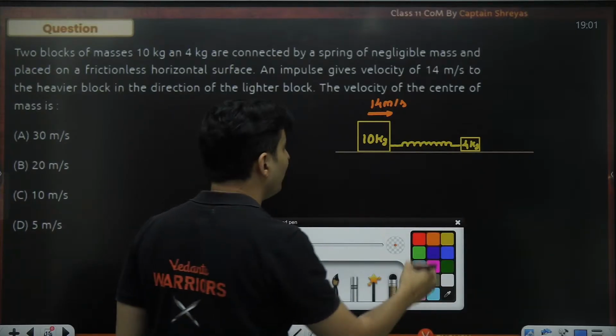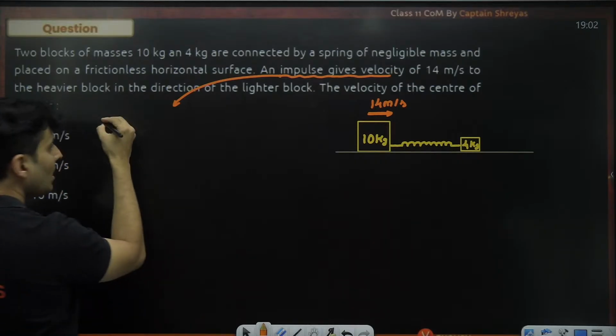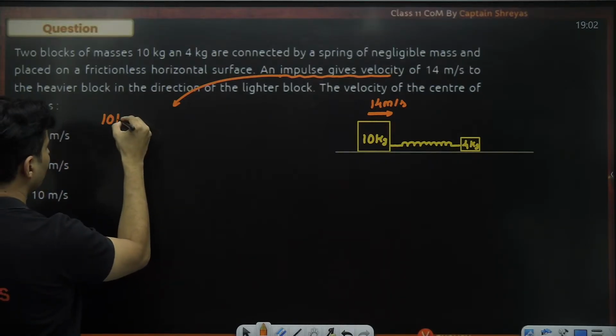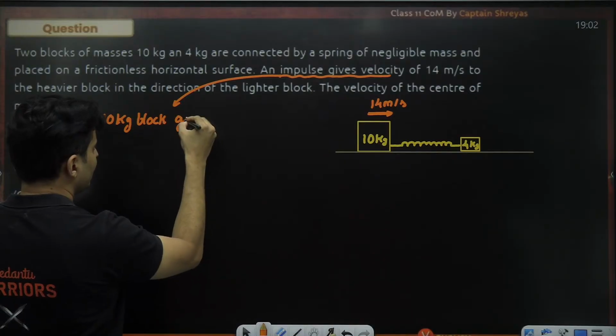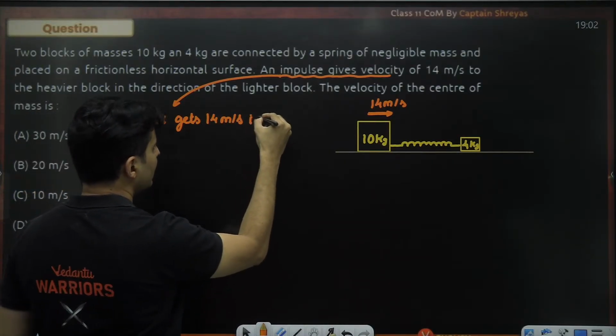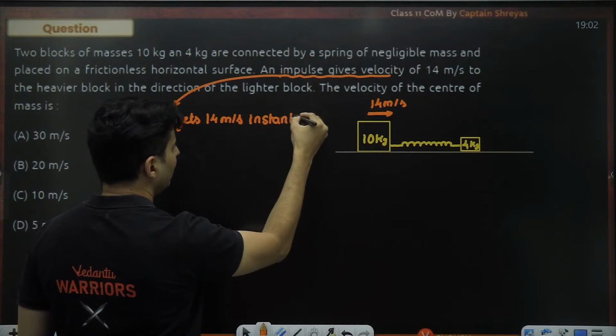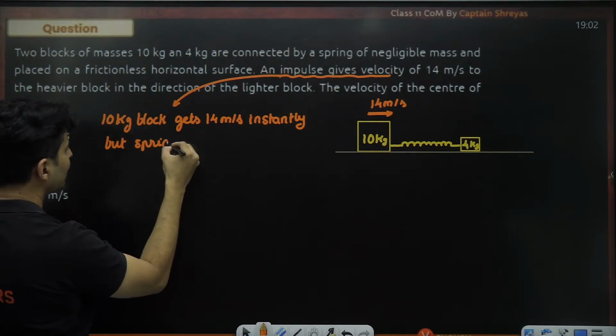So this word is very, very important. This impulse gives this velocity, meaning the 10 kg block gets 14 meters per second instantly, but the spring absorbs that shock.